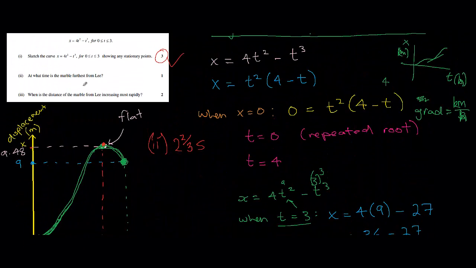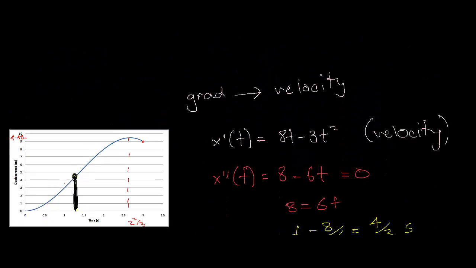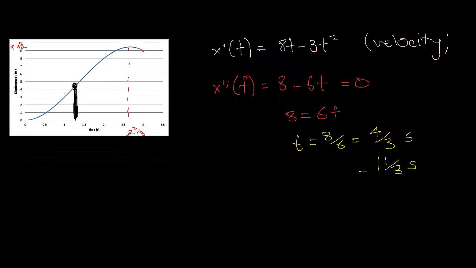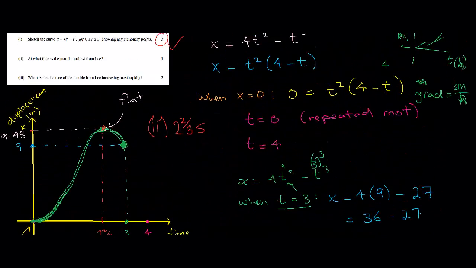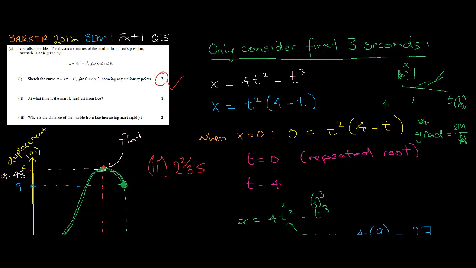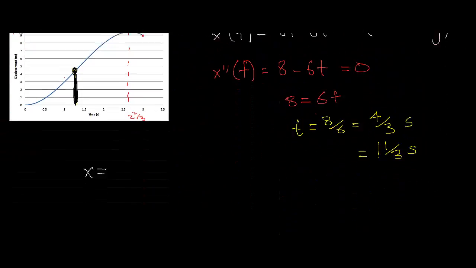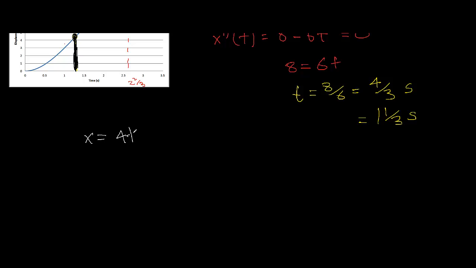But they don't want to know at what time. They want to know at what distance the marble is moving away the most rapidly. So this is our displacement function, x. I'll just write x equals, now what was that initial displacement function? Sorry about all this scrolling. It's 4t squared minus t cubed. Beautiful. Cool. So now I'm going to write x of 4/3, so that's 1 and 1/3 over here.